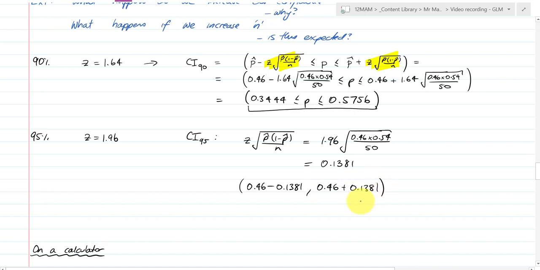And that's equal to 0.3219 to 0.5981. And our confidence interval can also be written as this.